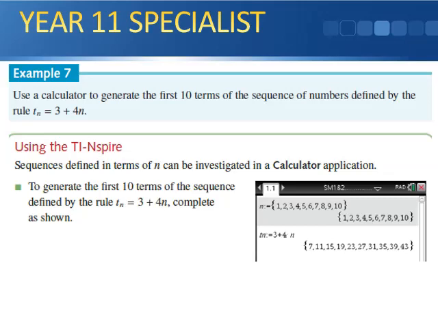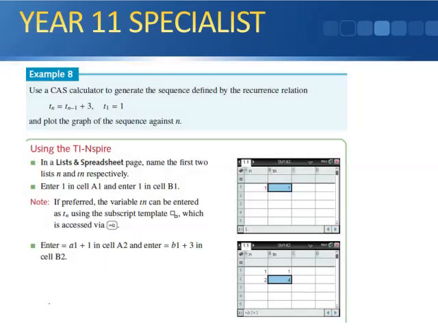Example 7 says use a calculator to generate the first 10 terms of the sequence of numbers defined by that rule there. Okay, so you can put your rule in, and if you want, you can actually specify what n is. Okay, all those numbers, and then put our rule in, and when we press enter, it's going to give us the answer. So we can do it like that. That is not a problem. You can do it, of course, separately. You can set your calculator by going 3 plus 4 times 1, and that gives you the 7. And then you can do 3 plus 4 times 2, and so on and so on. So it's up to you how you want to do it.